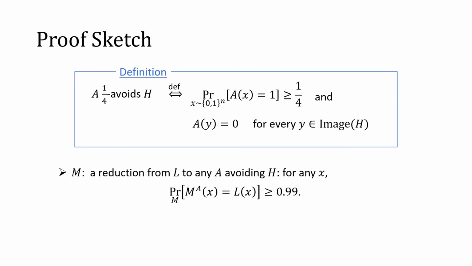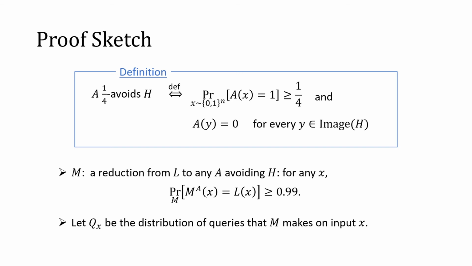Now, in order to prove the main result, by assumption, there is a black box reduction from a problem L, which is a problem we would like to solve, to any algorithm, any oracle A avoiding a function H. Namely, for any input x, M can compute L with high probability given any oracle A avoiding a hitting set function. Our goal is to simulate this reduction in AM intersect co-AM.